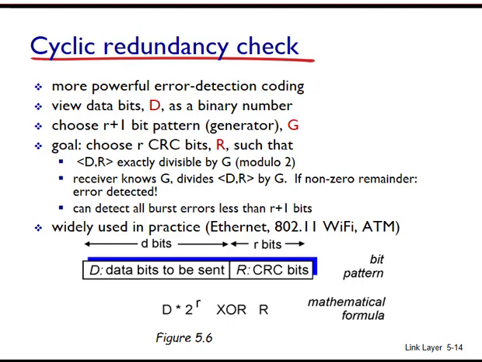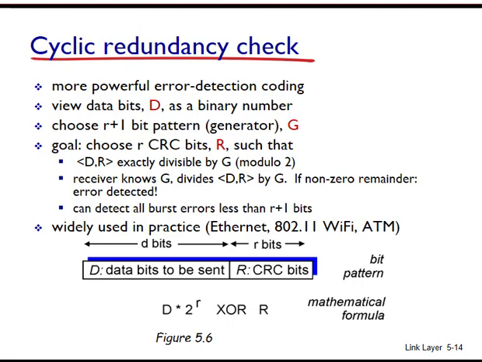The key idea behind CRC codes is shown in figure 5.6 here on the screen. For a given piece of data, D, the sender will choose a number of additional bits, R, and append those bits to D such that the resulting D plus R bit pattern, interpreted as a binary number, is exactly divisible by the generator, or G. In other words, it has no remainder, and this is using modulo 2 arithmetic.